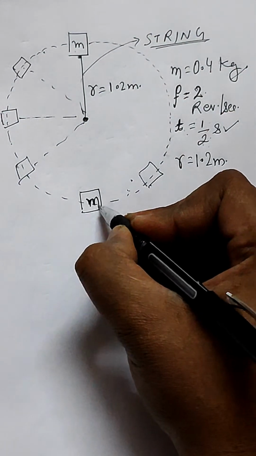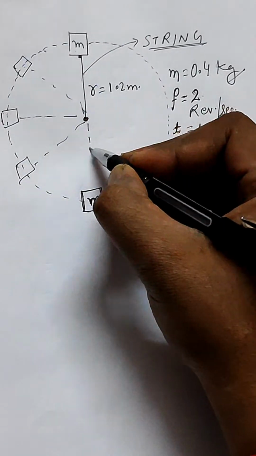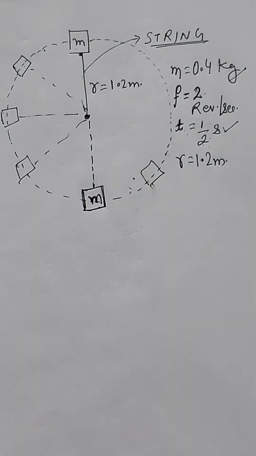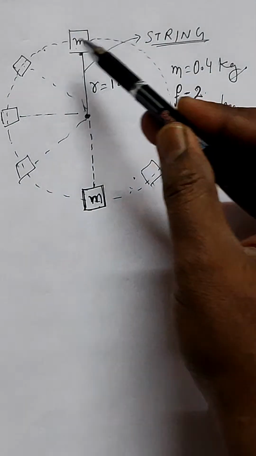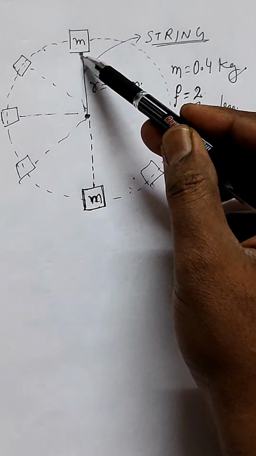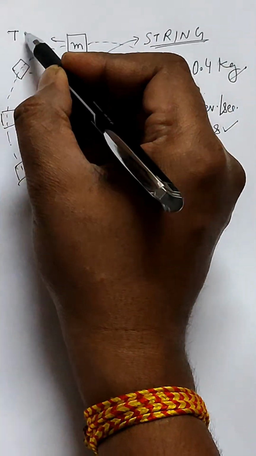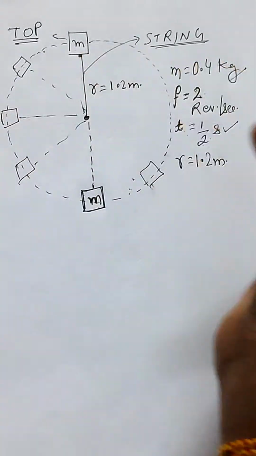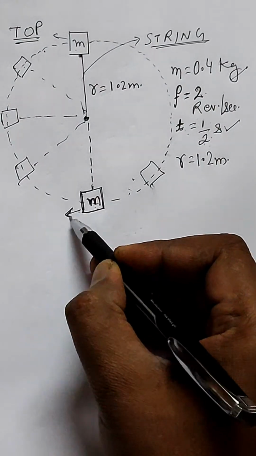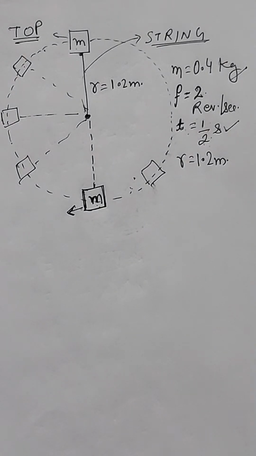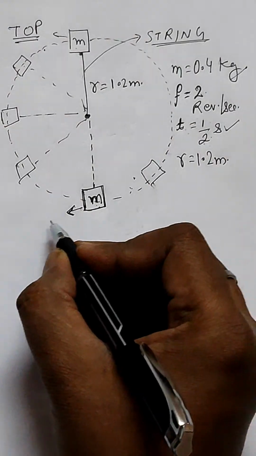So, in this question, it is asked that when this body is at the top, that means if this is the vertical circle, this will be the top position, right? This is the topmost position, and this is the bottom position. Okay, so this is the position of bottom.